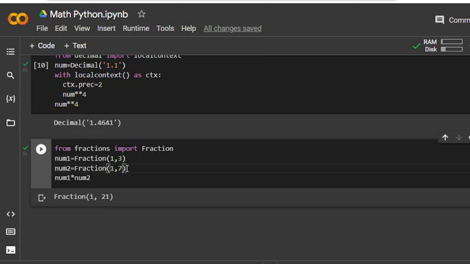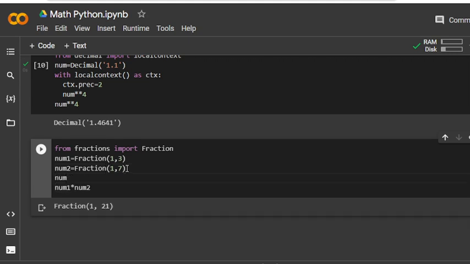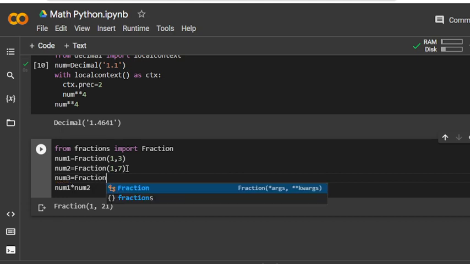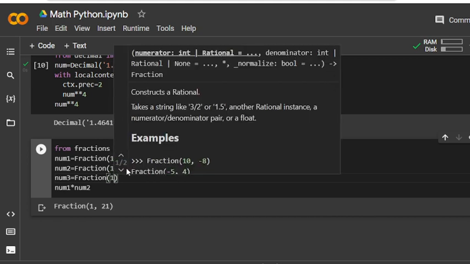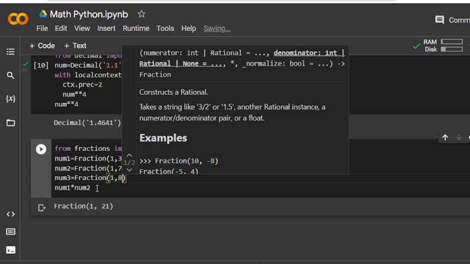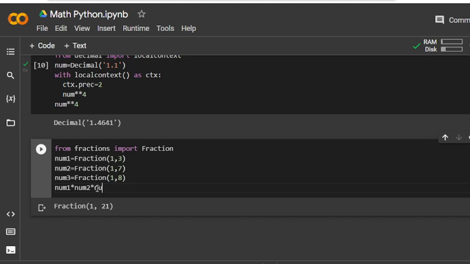Similarly, we can also take a third variable: num3 will equal Fraction(1, 8), and you can write num3. So is it possible to get your answer? Yeah, exactly, you have gotten your answers. The Fraction type simply stores the two integers, the numerator and denominator, and the arithmetic is performed using the basic rules for the addition and multiplication of fractions.